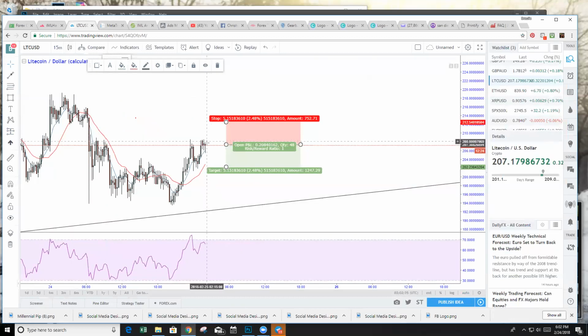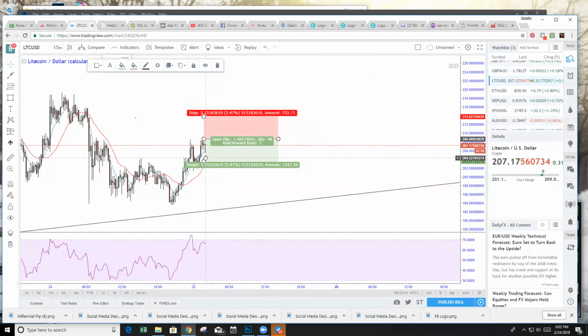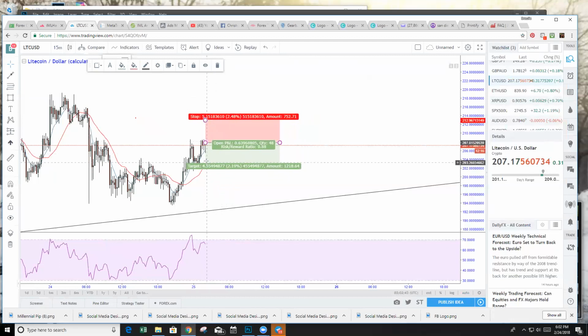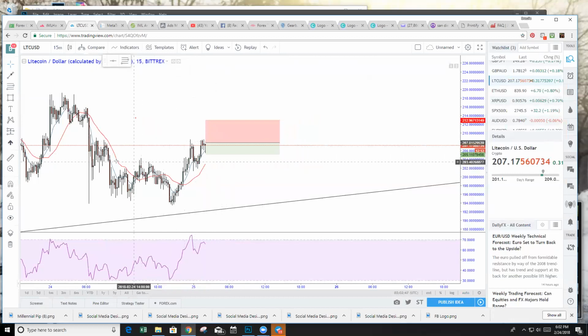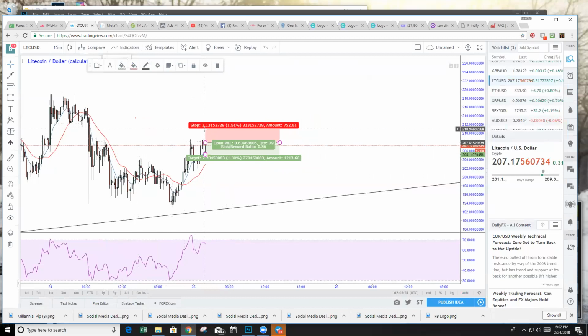Sell it at the highs, don't sell it at the lows. So you would sell it like right around here, right? Say we get in the middle. I would put my take profit for this one right around here, right in this area right here. And my stop loss would be a little bit above the high, like right around here.